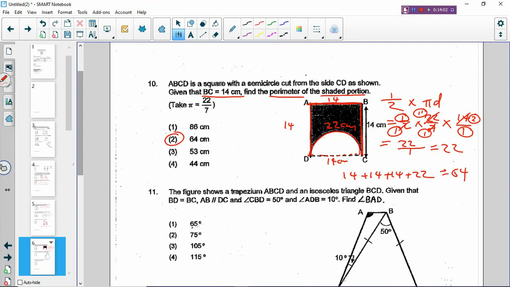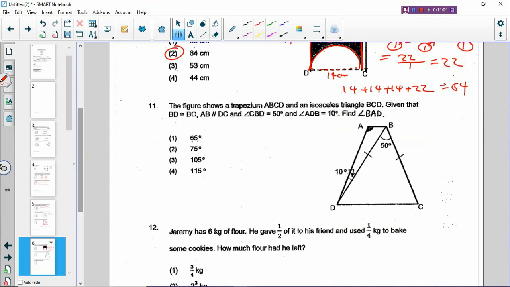Okay, let's go to question 11, angles again. Now the figure shows a trapezium and an isosceles triangle. So you have 2 sides that are equal, which means that you must have 2 angles that are equal, which is this angle and also this angle. Okay, so let me just draw it nicely. So this angle here is equal.